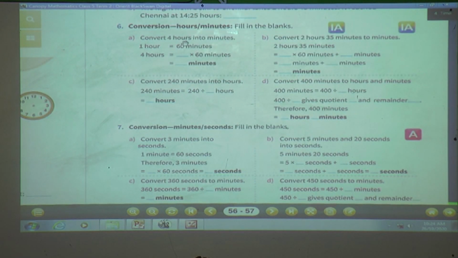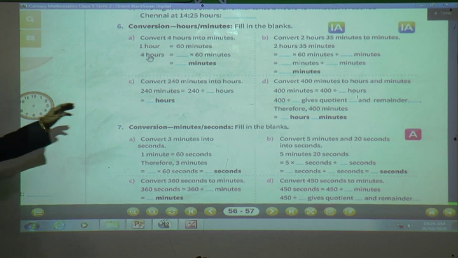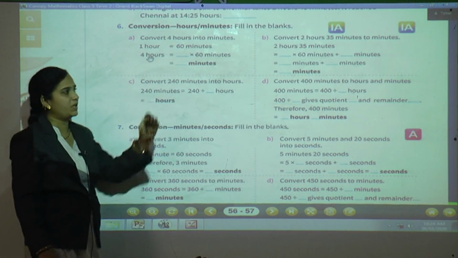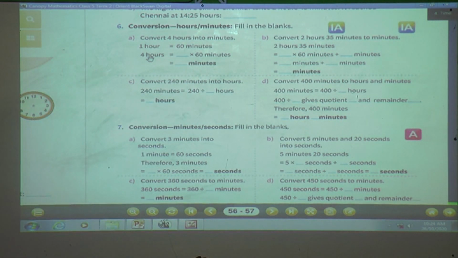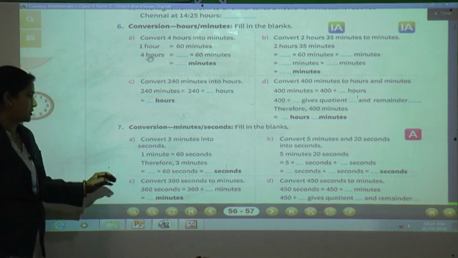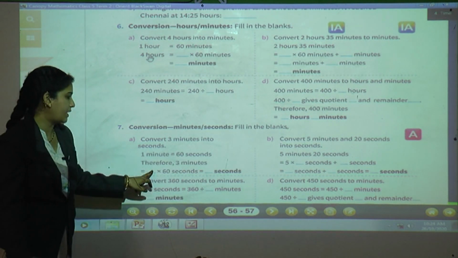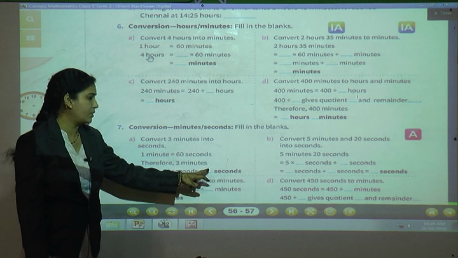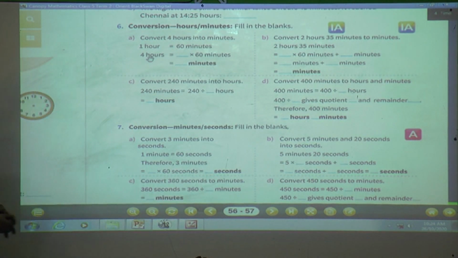Here convert 4 hours into minutes. 1 hour is equal to 60 minutes. So just multiply 60 by 4, you will get minutes. Okay. Here is a conversion of minutes. You know that 1 minute is equal to 60 seconds. So just multiply 3 by 60, you will get the answer.